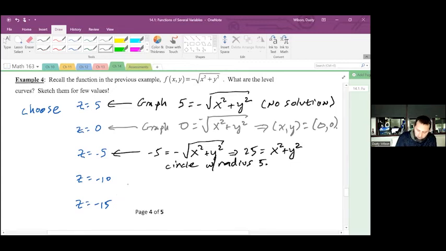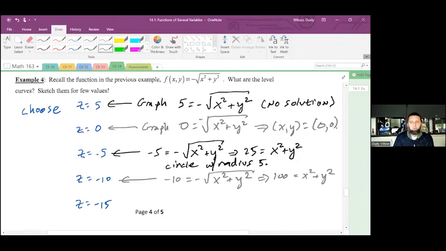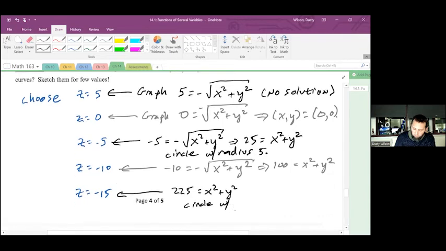Okay. If we were at z equals negative 10, we'd have negative 10 equals negative square root of x squared plus y squared. You can sort of see what happens. This would be 100 equals x squared plus y squared, which is a circle centered at the origin with radius 10. And I think by now you're catching the pattern. Z equals negative 15 would be 15 squared, or 225, equals x squared plus y squared, which would be a circle centered at the origin with radius 15.